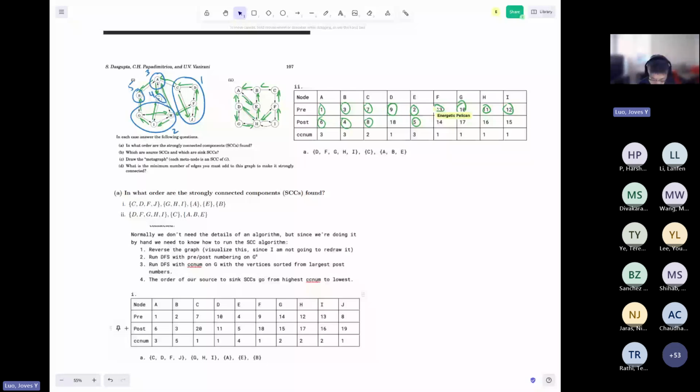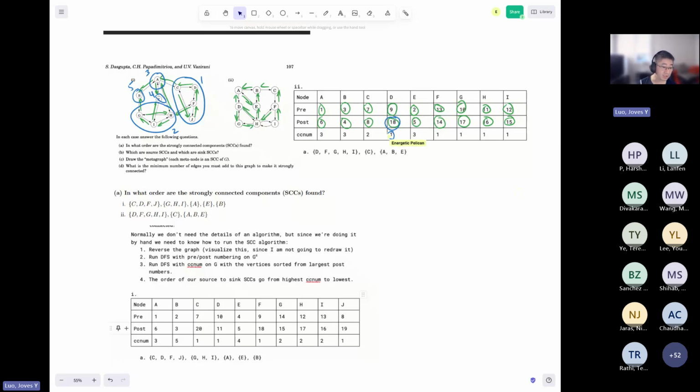So then we start tracking post numbers. 14, 15, we're backing up. 16, 17, and 18, right? Once we go all the way down our depth, we can no longer visit anything else. We come back up and start assigning post numbers. So then we want to start with our highest post number, which is 18. Assign it a CC number 1 to start, and this is on the original graph.